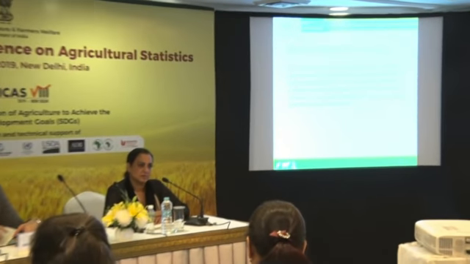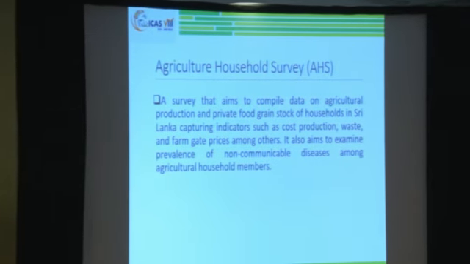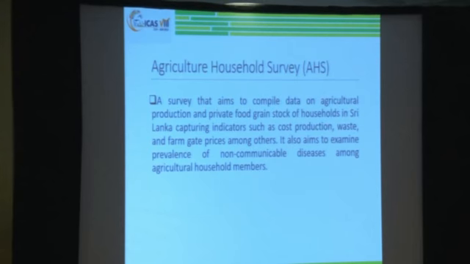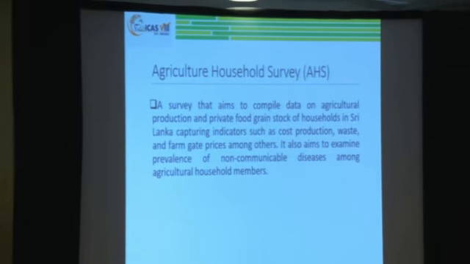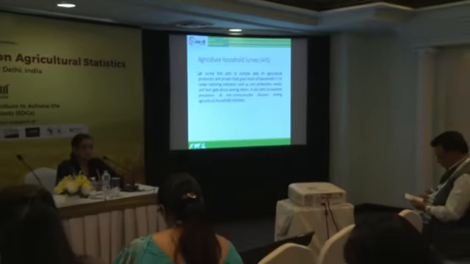This is our first survey, the agriculture household survey, a survey that aimed to compile data on agriculture production and private food grain stock of households in Sri Lanka, capturing indicators such as cost of production, waste, and farm gate price, among others. It also aims to examine the prevalence of non-communicable diseases among agriculture household members. It is a very crucial problem in the country because they are using chemicals for agriculture activities.